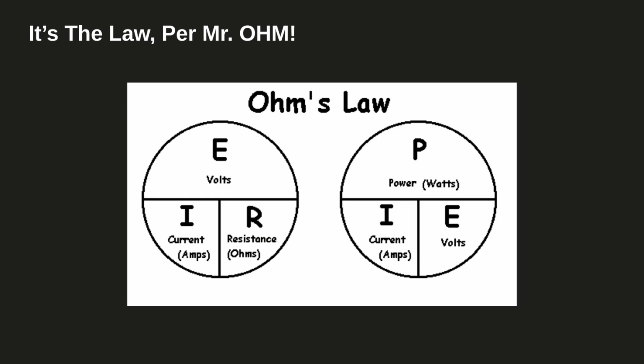Here's Ohm's Law. It looks like a pie. This is how you figure out whether you should multiply or divide to figure out the answer to what you're wanting to learn. E is volts, I is current or amps, and R is resistance, ohms. Then you have the pie for Watt's law. P is for power, which is watts, I, current, amps, again, and E is volts.